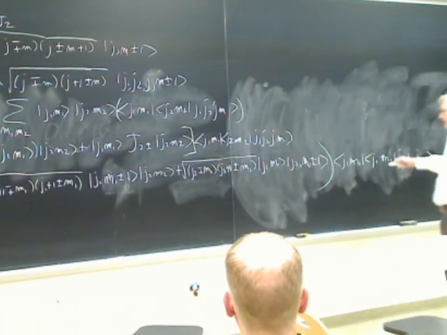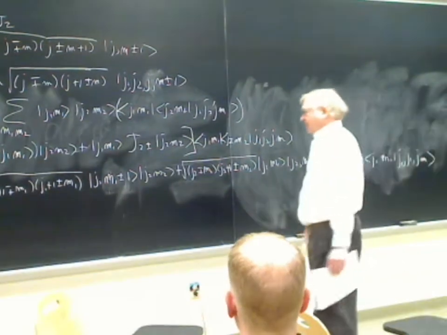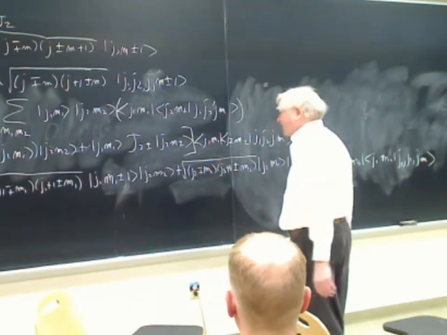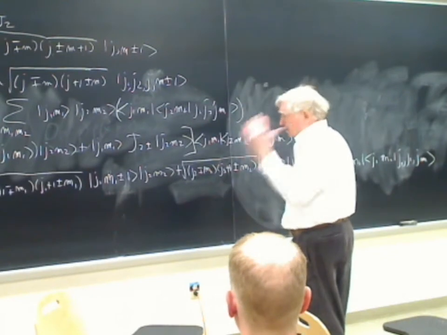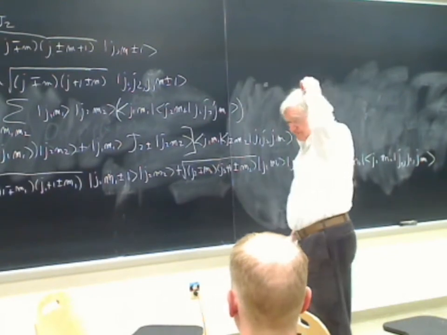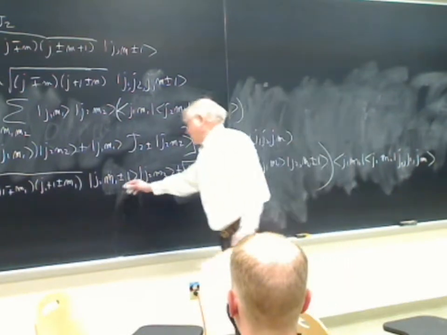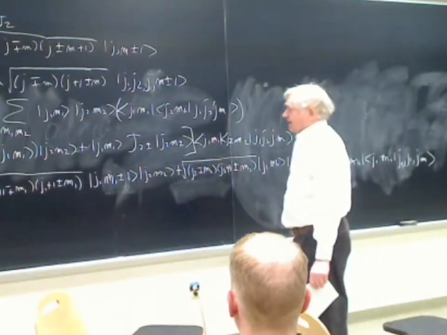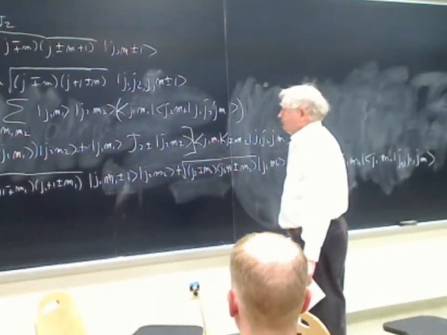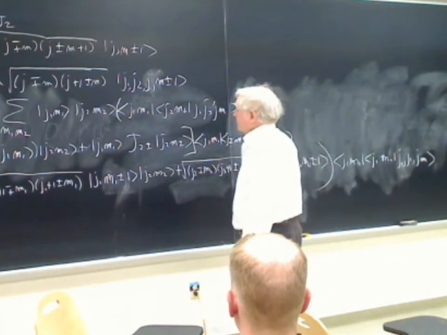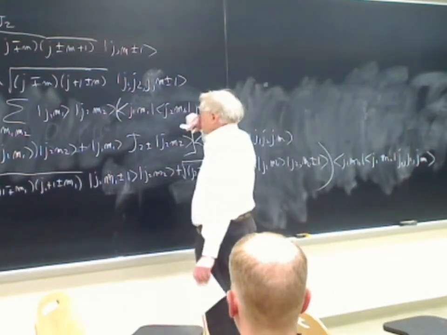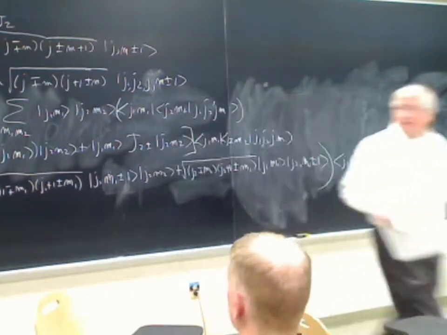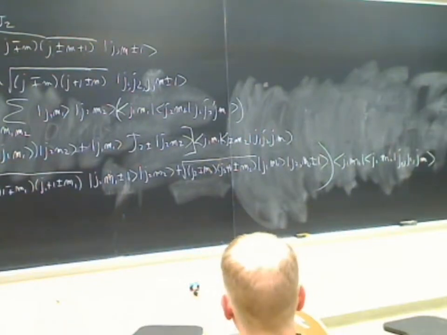All right, so these are the Clebsches, and this is the equation. Now what you do is you take an inner product from the left with one of the basis states of this form, and bingo, you get a relationship among the Clebsches. So let's see, we've got 4 minutes to do that.